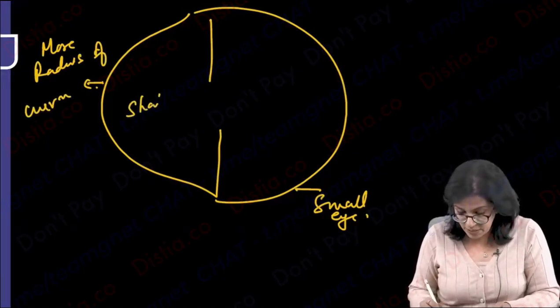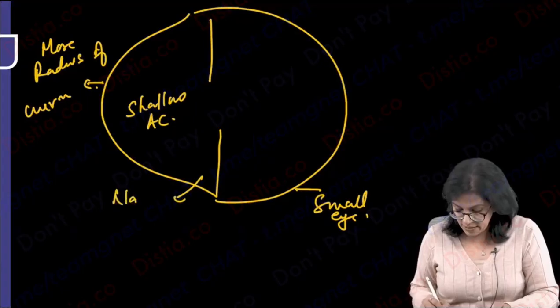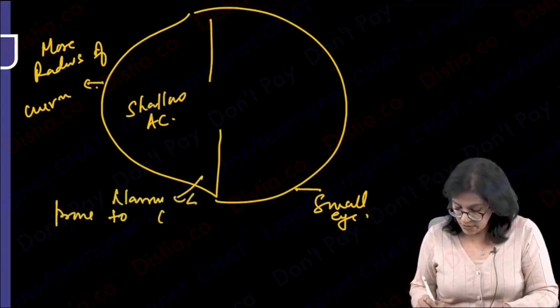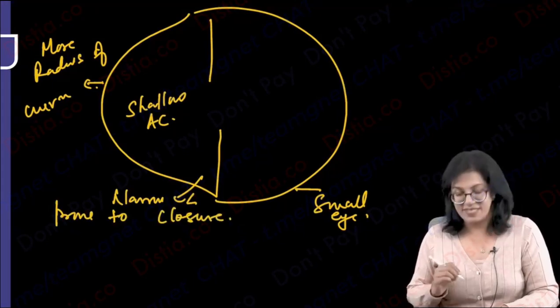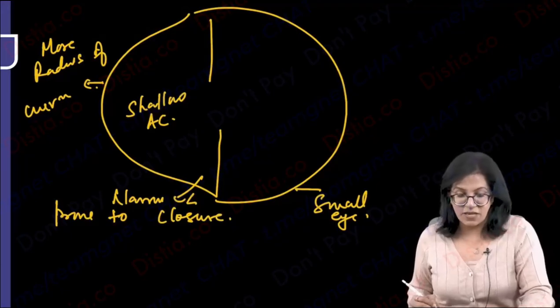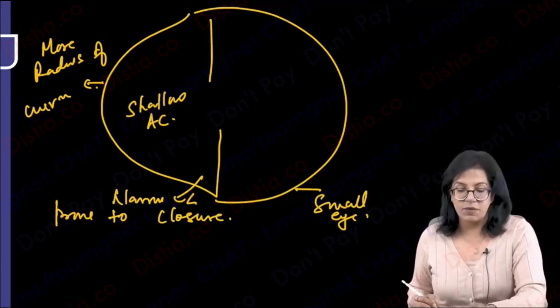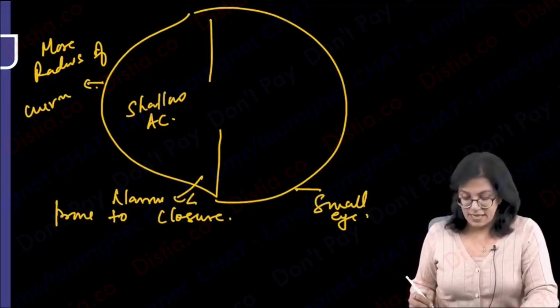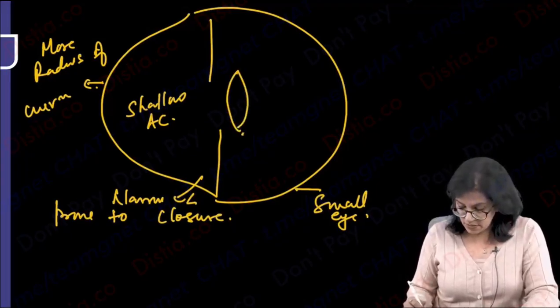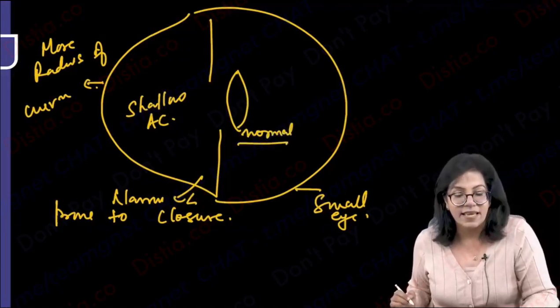Then shallow anterior chamber, narrow angles, which can be prone to closure. The angles may close, isn't it? So keep this in mind, these narrow angles can be prone to closure, and the lens is normal. So this is the main reason why angle closure is a problem.